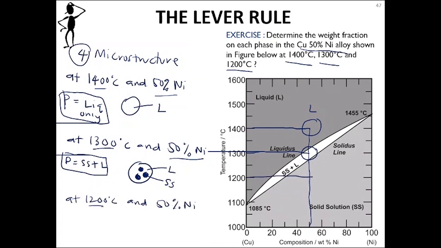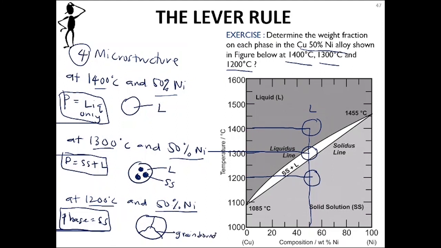At 1200 degrees Celsius and 50% of nickel, we have solid solution only. So the phase is SS. To draw the microstructure, we draw the circle. After that, we draw the grain boundaries. And then we label the grain boundaries. And we label the solid solution.